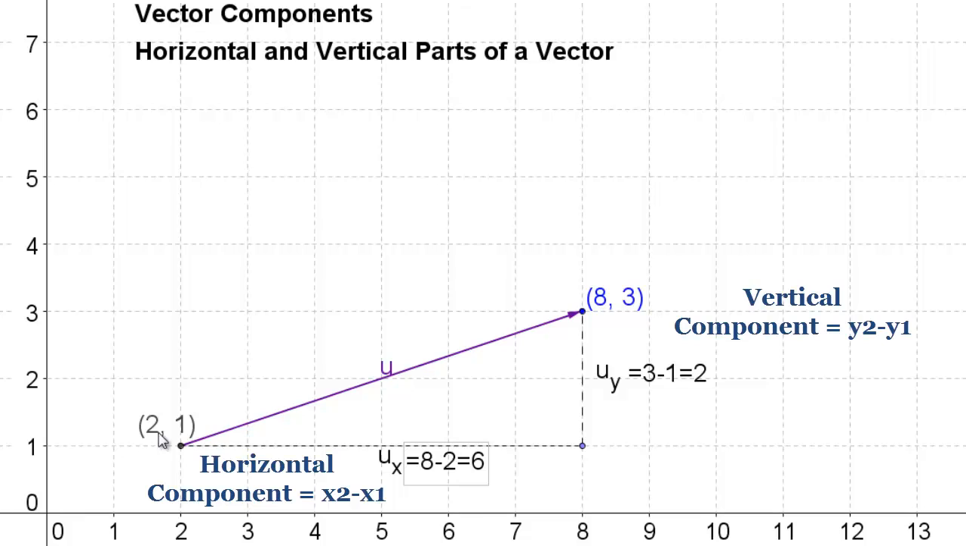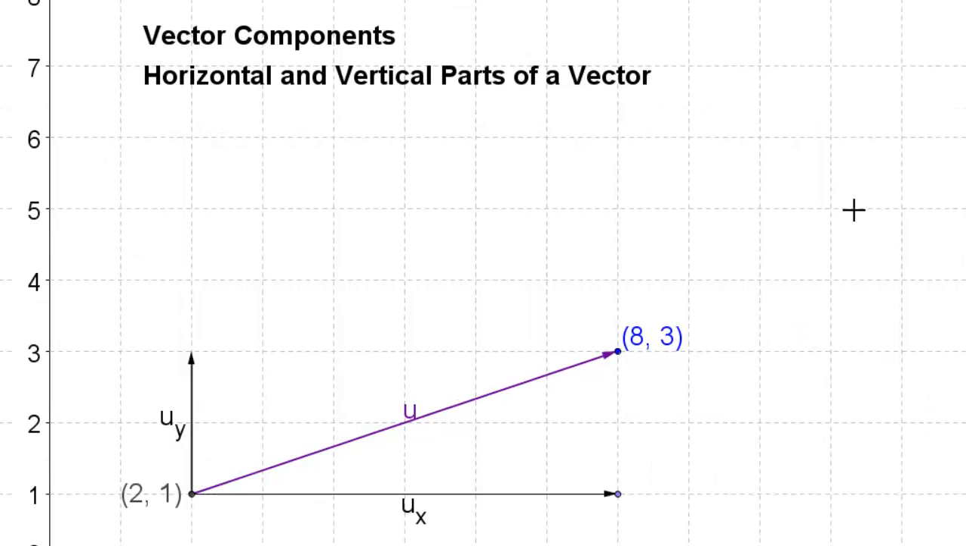Similarly, the horizontal component is x2 minus x1, so it would be 8 minus 2, which is 6. So the horizontal component of vector u, which we call u sub x, is equal to 6. So if we know the endpoints, we can find the horizontal and vertical components of a vector in two-dimensional space by finding the difference between the y-coordinates for the vertical and the difference between the x-coordinates for the horizontal.